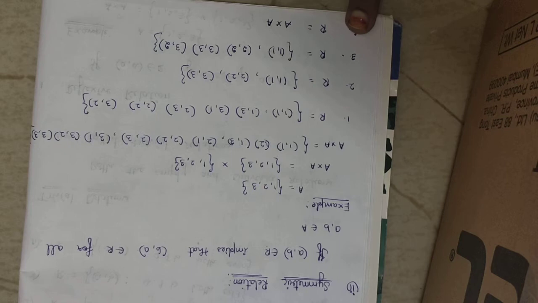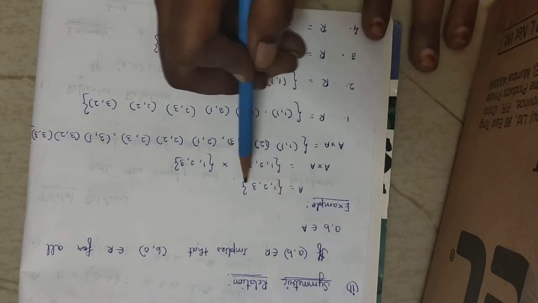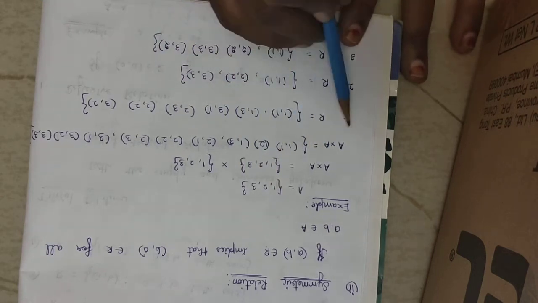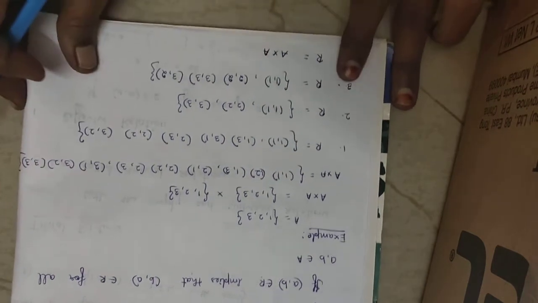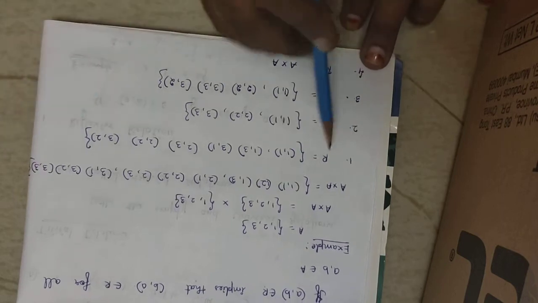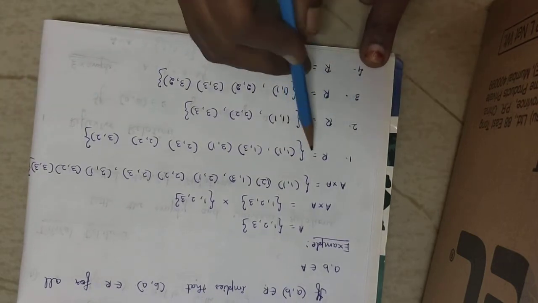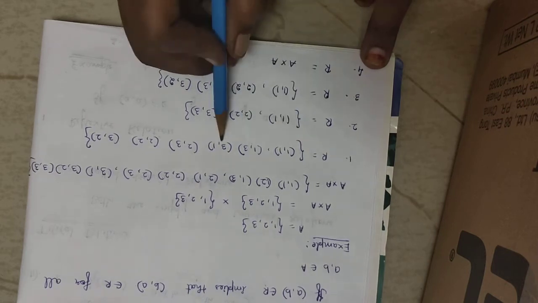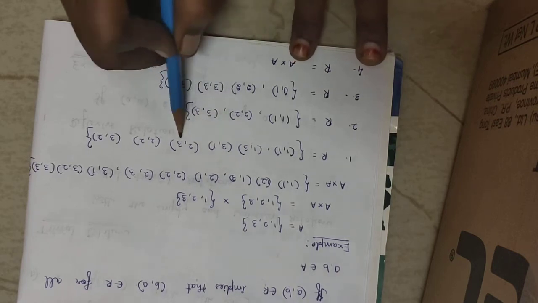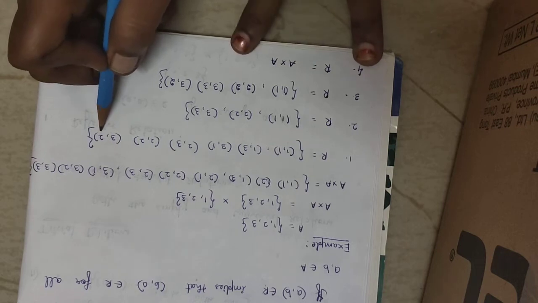Now let us see with an example. Now see the first one. A is equal to the set {1, 2, 3}. Now the ordered pairs, the Cartesian product, we have written there. Now take the first one. R is equal to {(1,1), (1,3), (3,1), (2,3), (2,2) and (3,2)}.